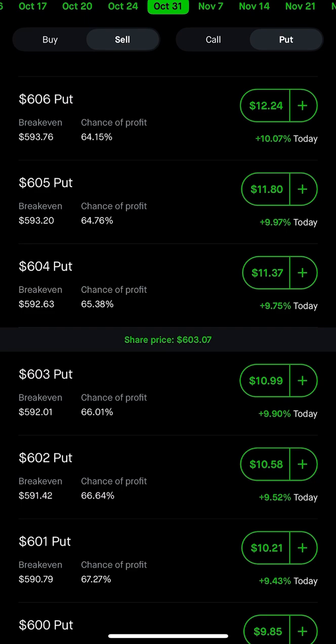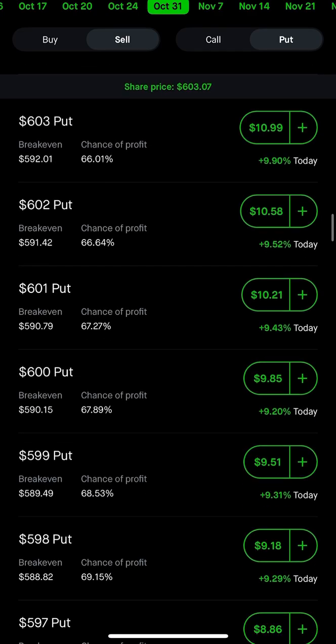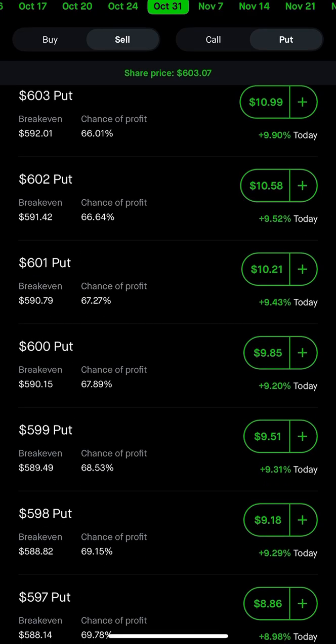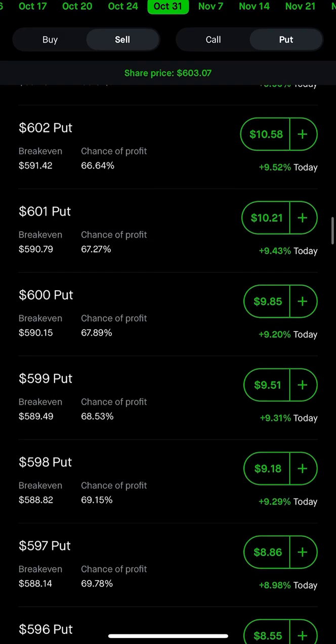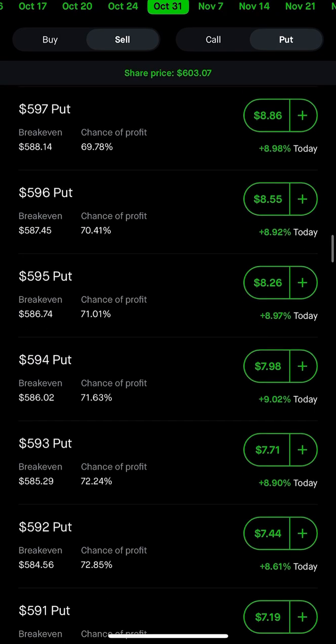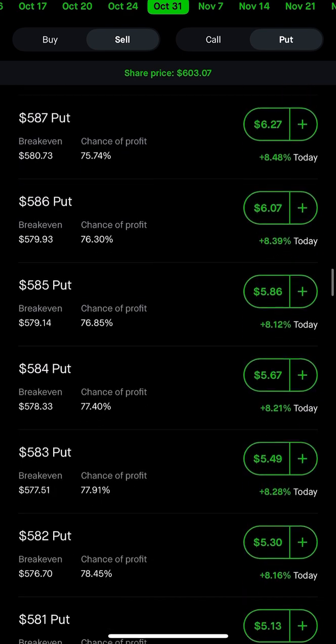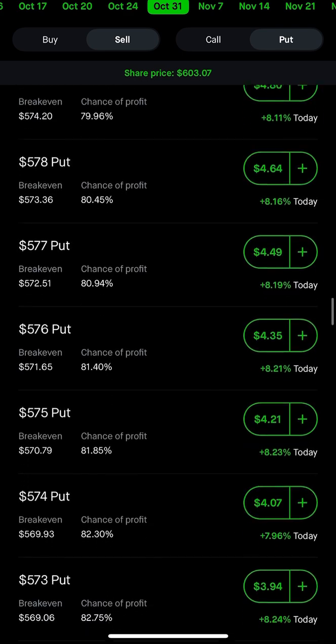So with all of that being said, let's take an example here. What we typically would do for our QQQ, which is our primary trading vehicle, it's the one that I recommend that you start with. You can see the share price here is at 603 and 7 cents. So we're going to scroll down, and you can see chance of profit there in the second column. Scroll down to chance of profit at 85.